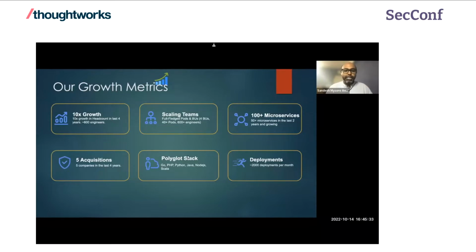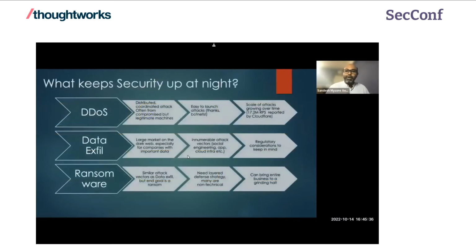Keeping that context in mind, I want to talk about what keeps security up at night. Obviously, there are many more attacks than just the three that I've listed here, but these are the three things which really keep us up at night. So let's set the stage a little bit about what each of these are. First, DDoS, or distributed denial of service attacks. This is essentially when a botnet, or a bunch of machines, send you traffic from different machines, which is a lot simpler these days because of botnets.